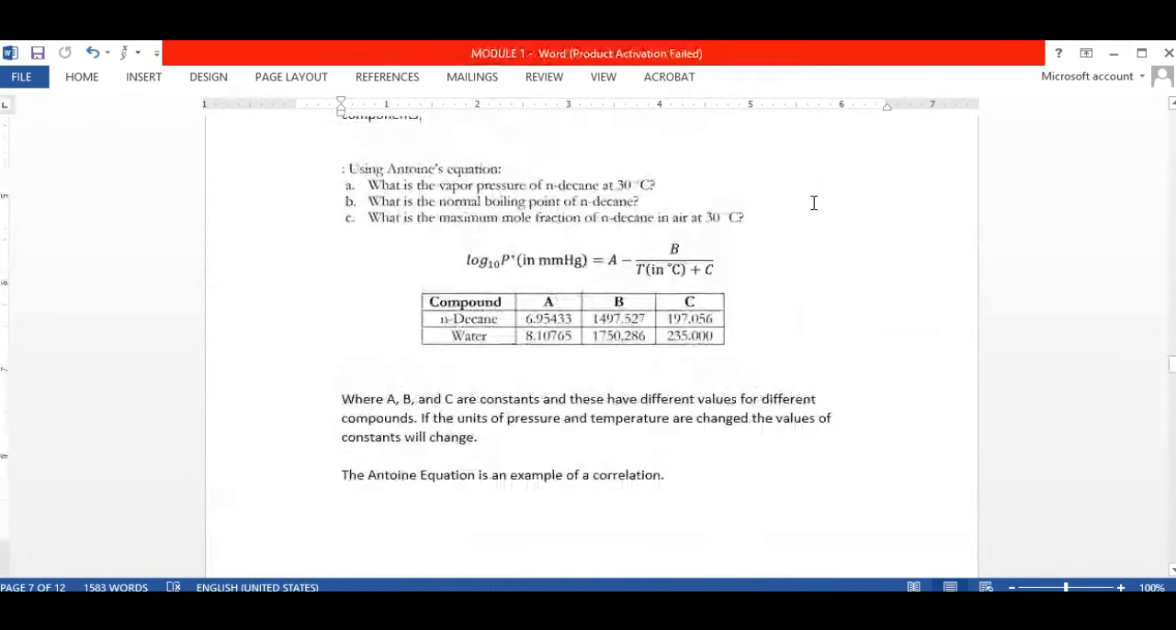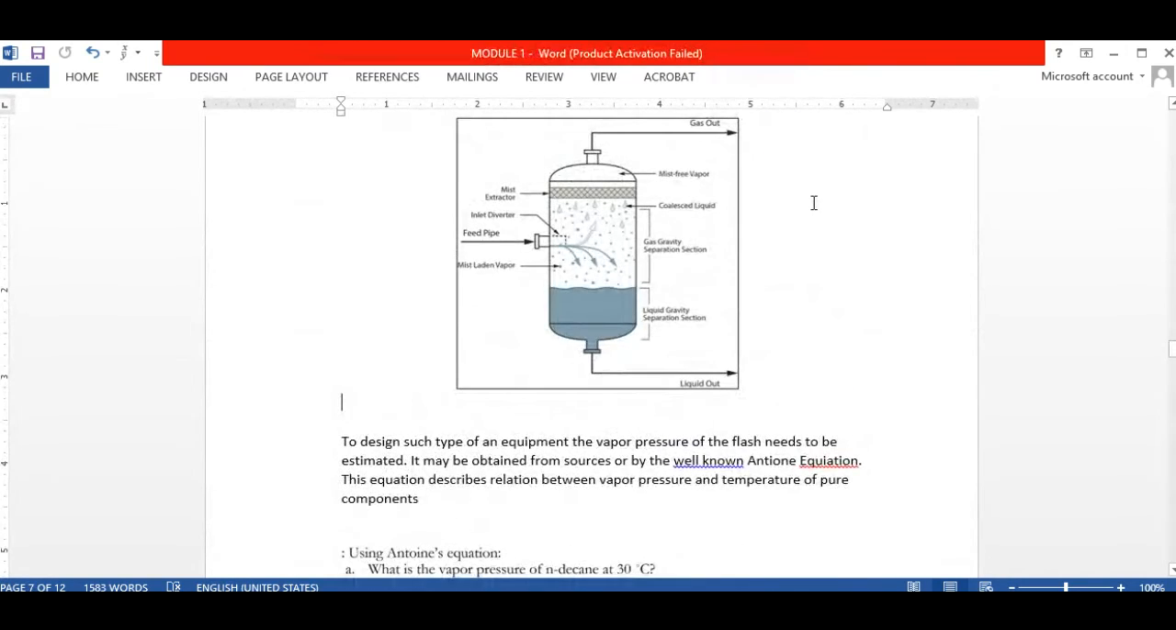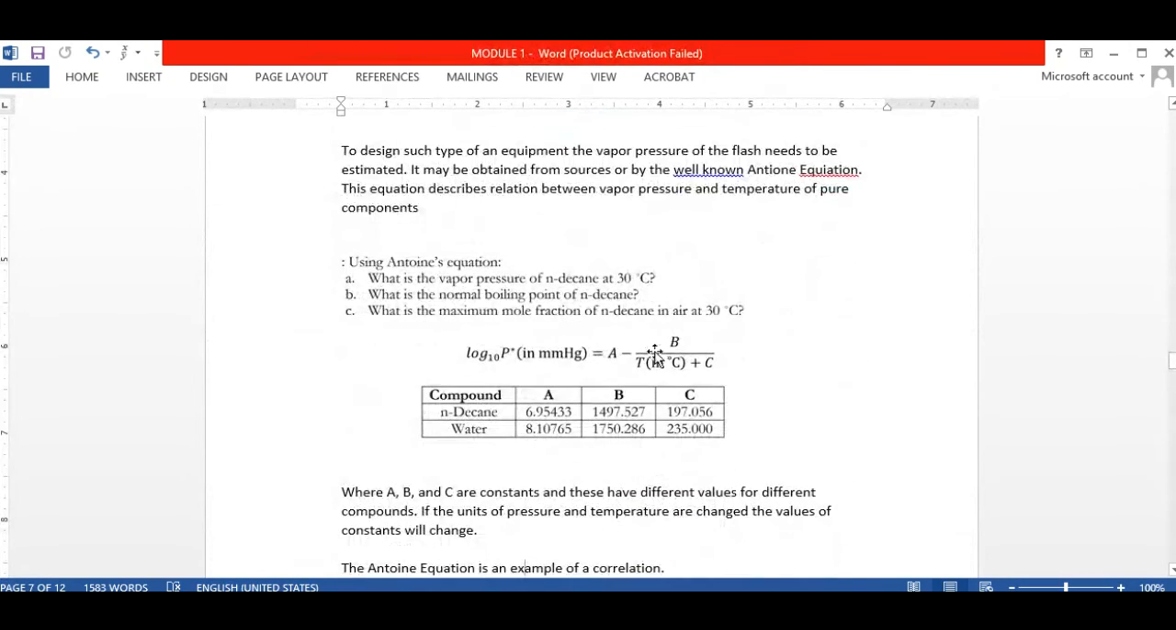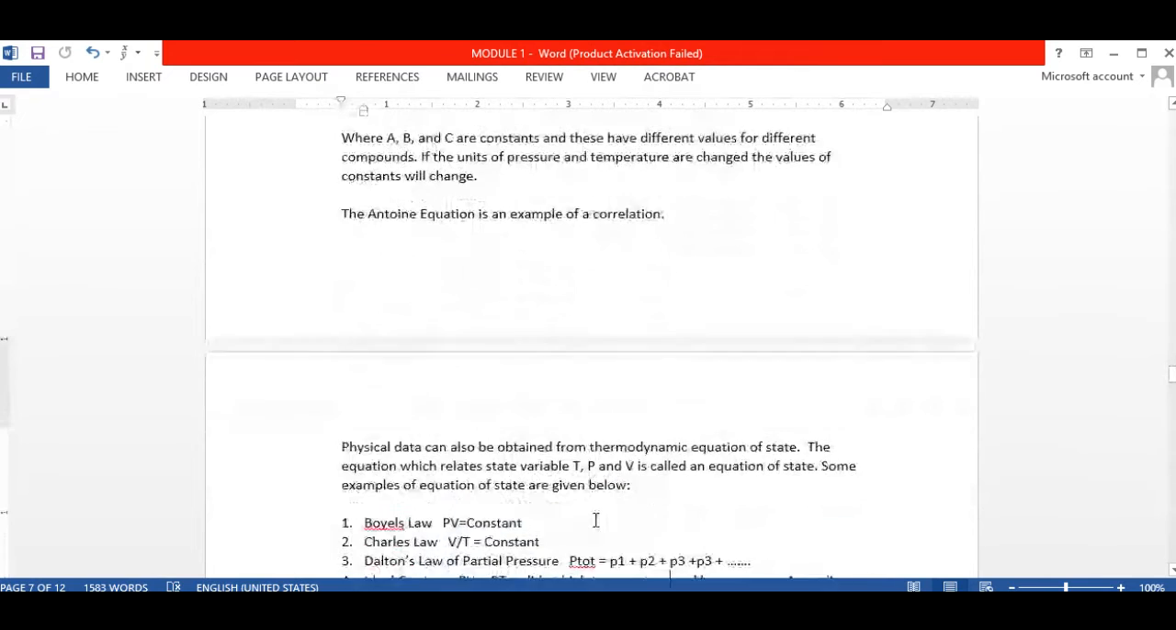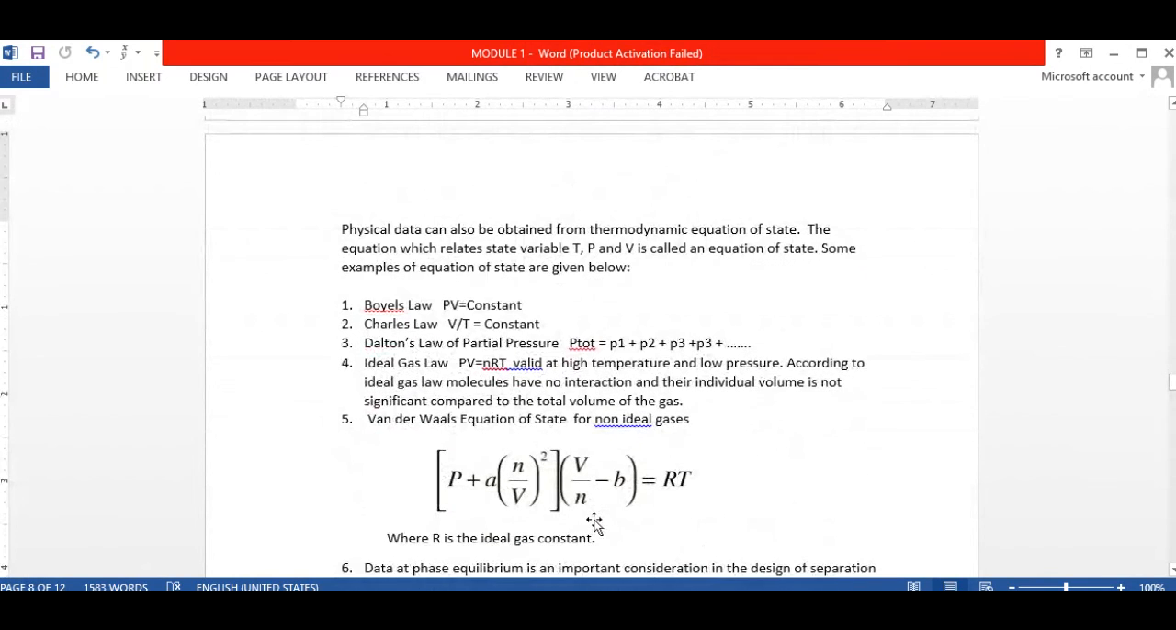Why this form of equation? It's not possible to explain, because this is just a correlation. Anything you cannot explain and get from data fitting, you call a correlation. This is not a law. But when you develop a law, like Boyle's law, it is according to the observation. Here you can observe.